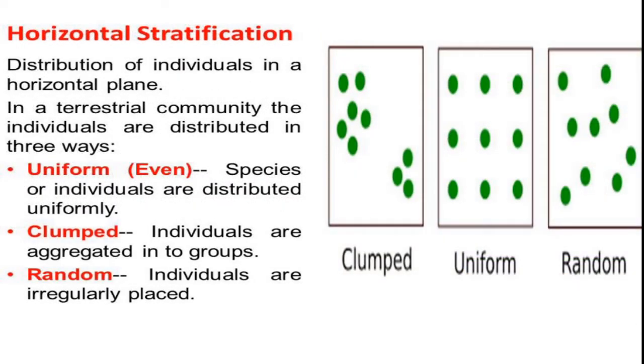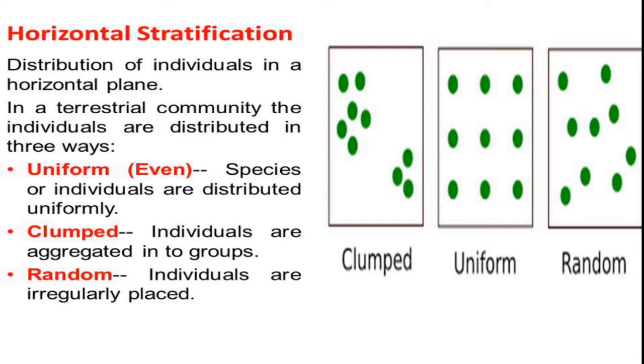Coming to horizontal stratification. In horizontal stratification, individuals are distributed on a horizontal plane in the community. In a terrestrial community, the individuals are horizontally distributed in 3 ways, namely uniform or even distribution, second, clubbed distribution, and third, random distribution.